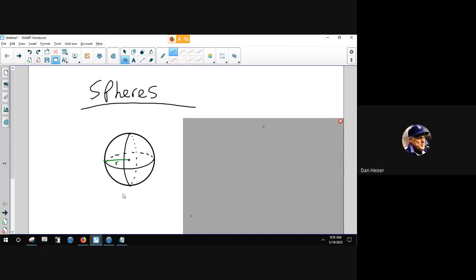We're going to look at the one solid we haven't yet looked at, and that is the sphere. Like a circle, spheres are constant curvature. There are no edges, there are no vertices, even though it appears we have vertices where these meet. This is one continuous, smooth, curved solid.